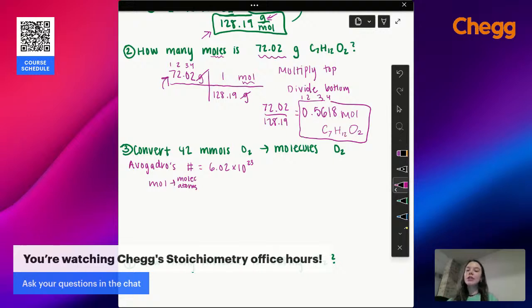But we're starting with 42 millimoles and we're getting to molecules. Good job, May Loon on TikTok. That is absolutely correct. 6.02 times 10 to the 23rd.